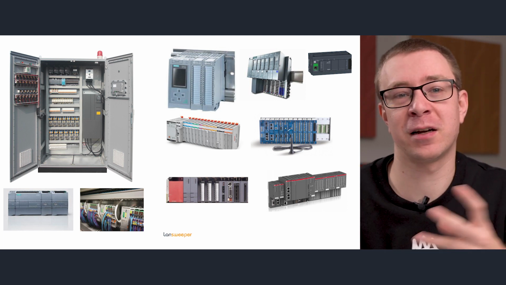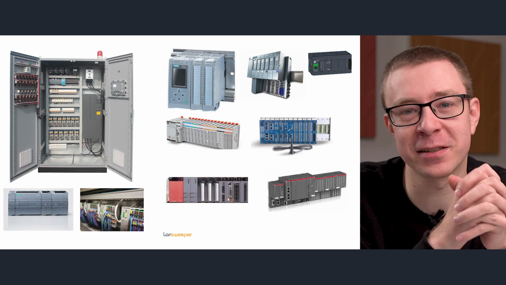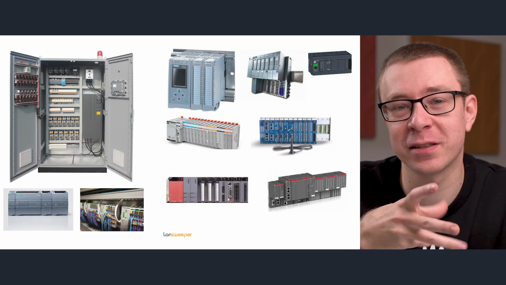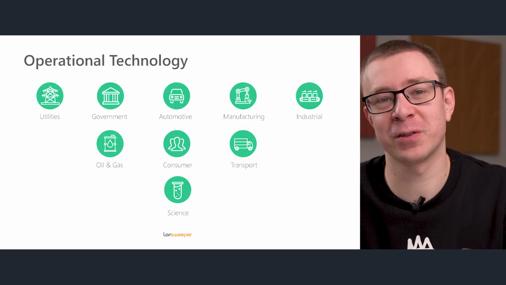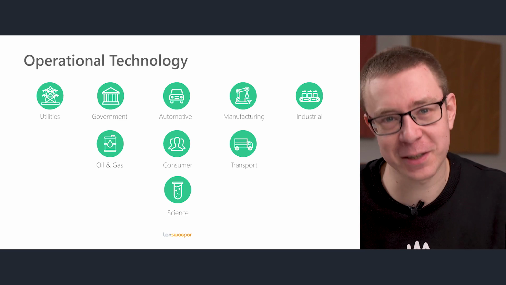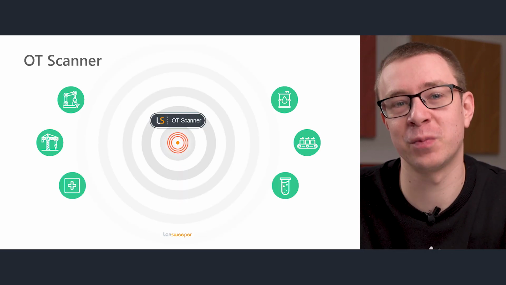So this can be anything from supervisory control and data acquisition, or SCADA systems, distributed control systems, or DCS, or any PLCs, programmable logic controllers. Any kind of operational technology within manufacturing, transport, energy, utility sectors can be scanned or can also be inventorized with Lansweeper now. But before we head into showing you how you exactly do this, let's take a look at what the architecture of the Lansweeper OT scanner looks like.